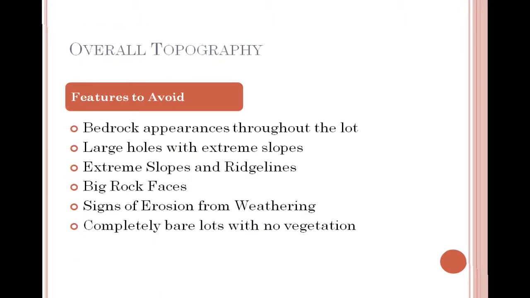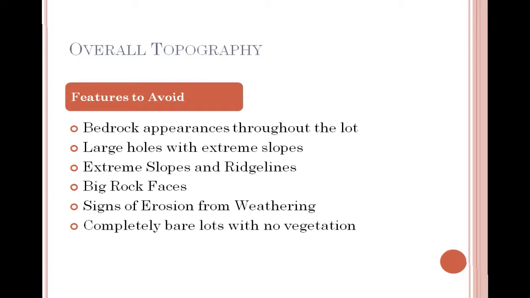Okay, so overall, topography. And what I mean by that is, how does the ground look? So the features that you want to avoid is bedrock appearances throughout the lot. What I mean by that is, if you have bedrock kind of popping up everywhere, chances are that you dig down 6 to 12 inches, you're going to find more bedrock. So you generally want to steer away from that, because then that would mean, in order to get the water drainage you want, you have to bring fill in, which costs more money.